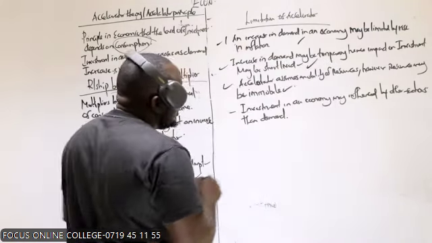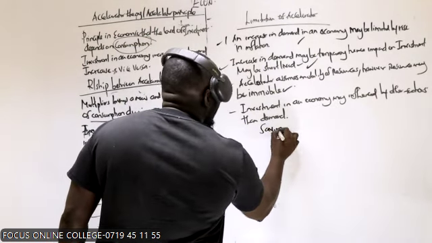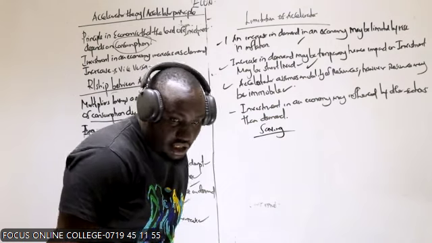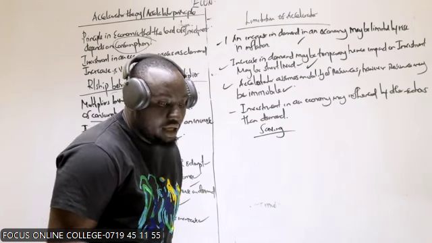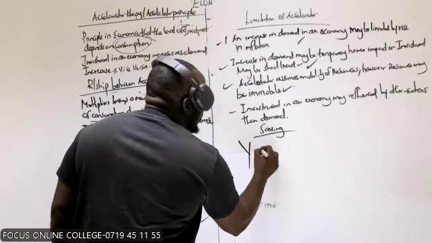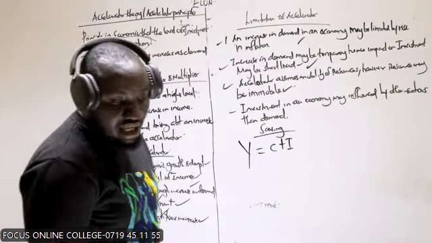We can have what we call the saving function. There's a small question, please allow me just to do it. A student asked me this last year on this particular topic. We know that Y is equal to consumption plus investment together.